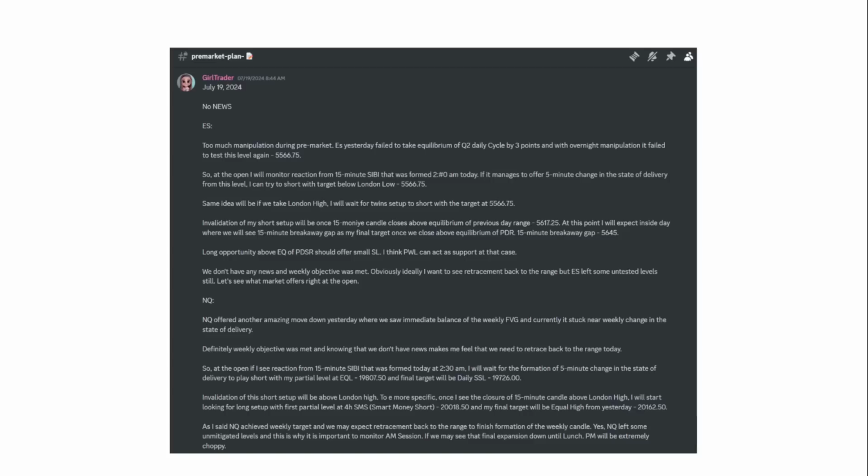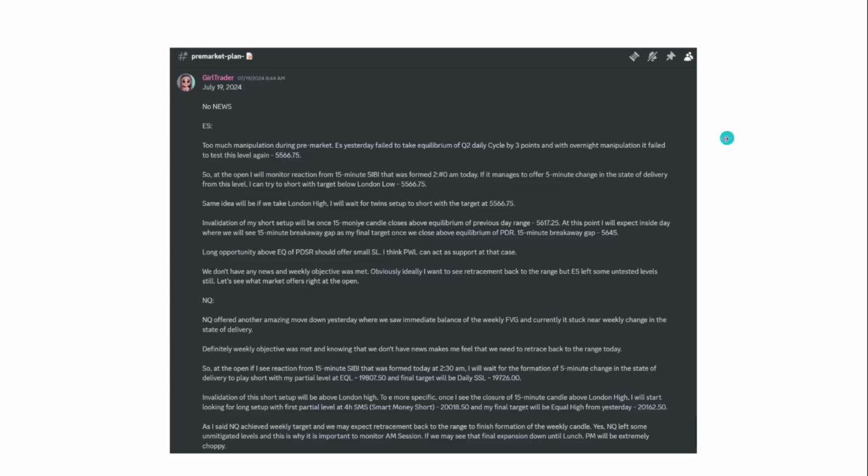NQ offered another amazing move down yesterday, where we saw immediate balance of weekly fair value gap, and currently stuck near weekly change in the state of delivery. Okay, perfect. Definitely, weekly objective was met, and was met perfectly.